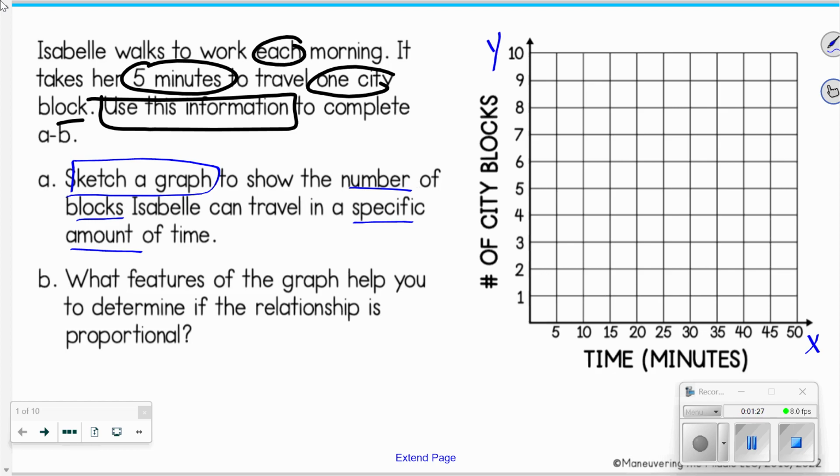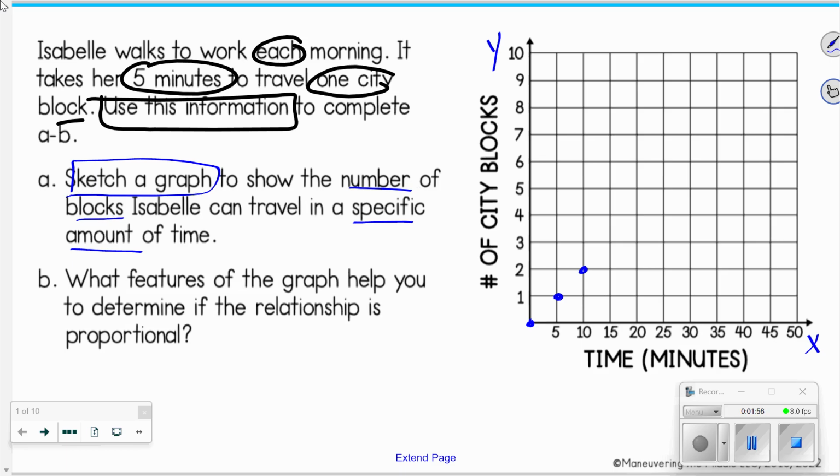Given our scenario, 5 minutes, 1 city block, right? So where's my first data point? 5, 1. My second one would be at where? 10, 2. Technically, my first one's at 0, 0, because if they haven't left, they haven't gone anywhere, right? So now that I've got it, if you have at least 2 points, you can make a line. 3 makes it solid.